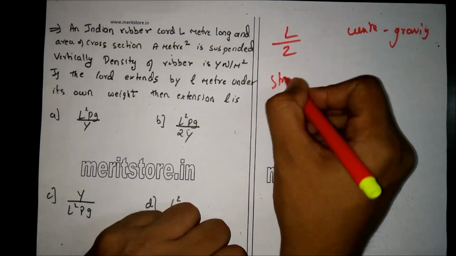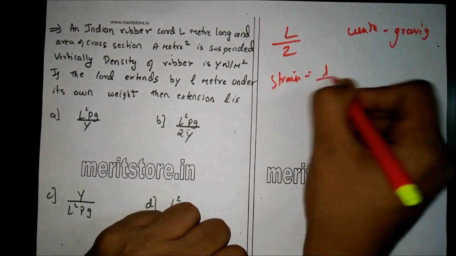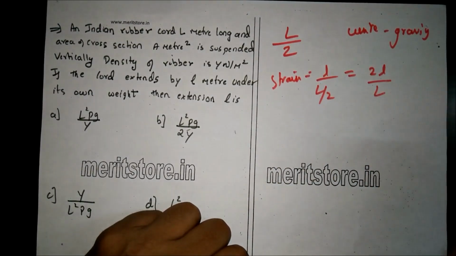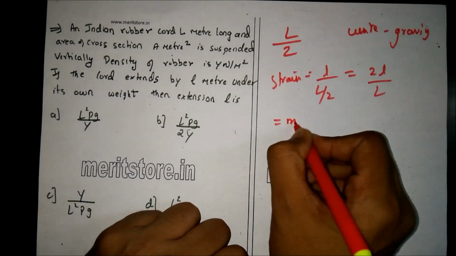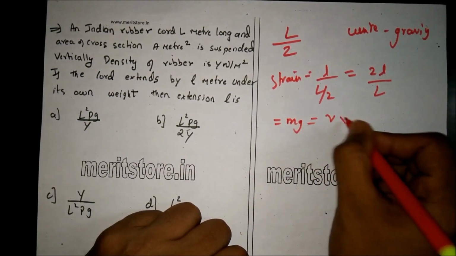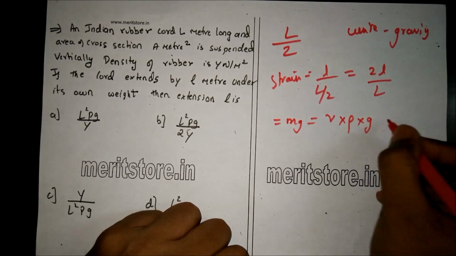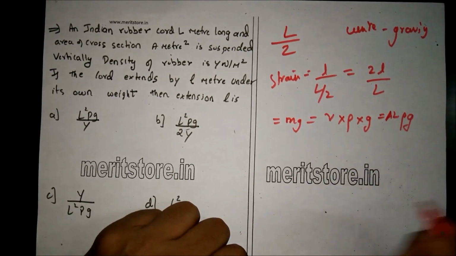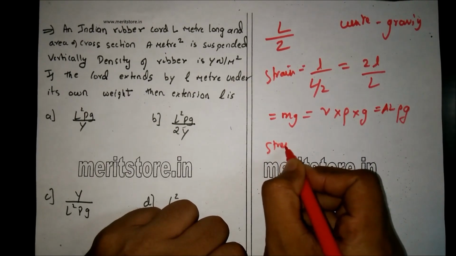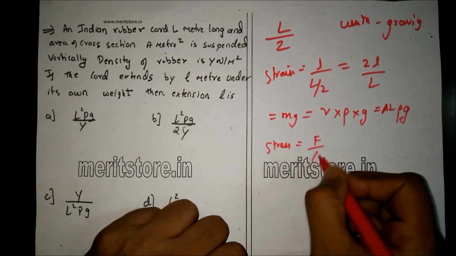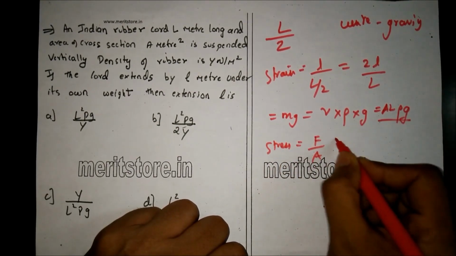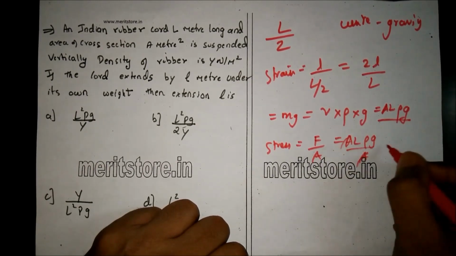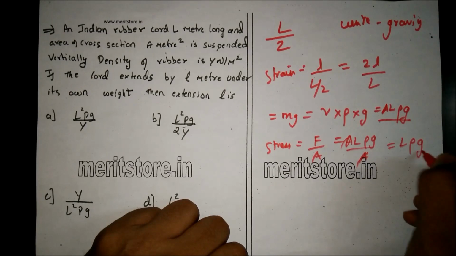Therefore, the strain will be equal to l upon L by 2, which is equal to 2l upon L. And the weight of the cord will be equal to mg, which is equal to V into rho into g, which is equal to A into L into rho g. Therefore, the stress will be equal to F upon A, where F is this, which is A into L into rho into g upon A. A will get cancelled and it is L into rho g.